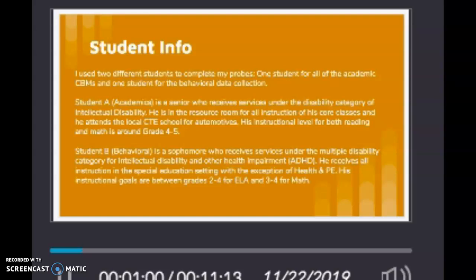Student B, whom I used for the behavioral data collection, is a sophomore who also receives services in the resource room for his core classes. He receives them under the multiple disability category for intellectual disability and other health impairment for ADHD. He has taken health and PE in the gen ed setting, but his academic instructional goals are between grades 2 to 4 for ELA and 3 to 4 for mathematics.